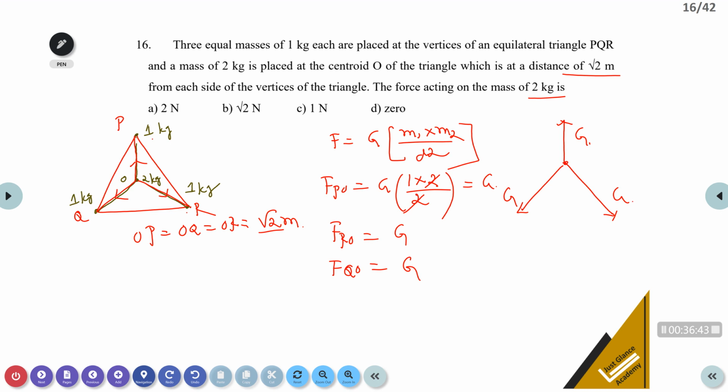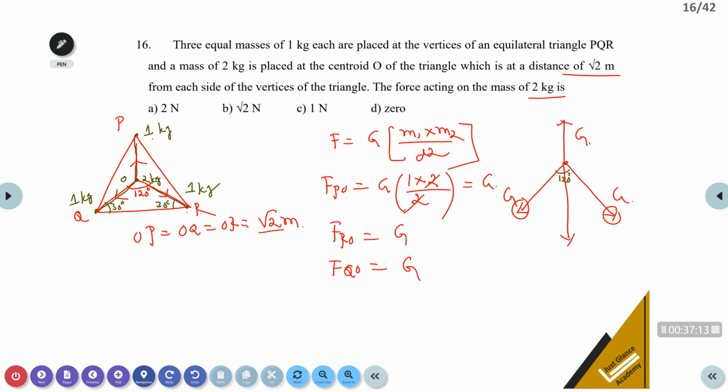Students, remember, it is an equilateral triangle. This angle is 30 degrees. This angle is 30 degrees because 60 is divided. 30 plus 30, how much? 60. So this angle should become 120 degrees. This is 120 degrees. Now I want to calculate the resultant of this force and this force.